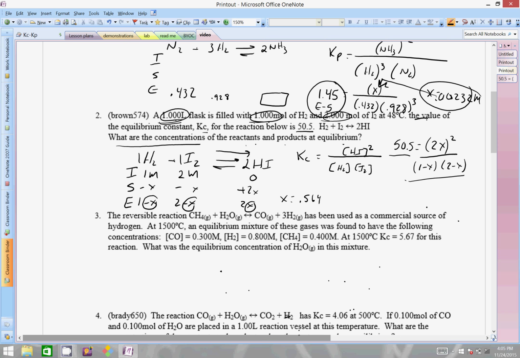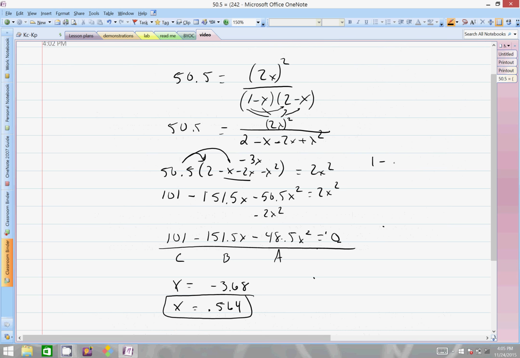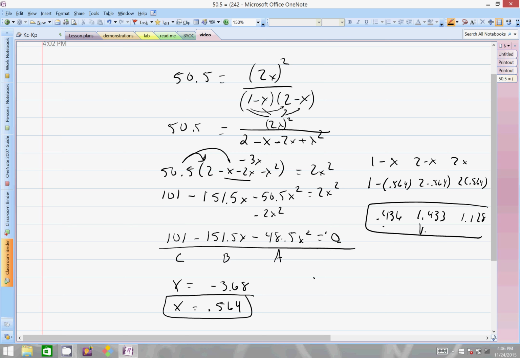0.564 would be 1 minus 0.564, 2 minus 0.564, and then 2 times that. So let's go ahead and just finish this up. I got 1 minus x, 2 minus x, and then 2 times x. So 1 minus 0.564, 2 minus 0.564, and then 2 times 0.564. So 1 minus 0.564 is 0.436. 2 minus 0.564 is 1.436. 2 times 0.564 is 1.128. And these are my concentrations in moles per liter for that problem.